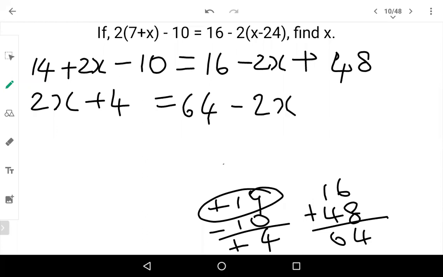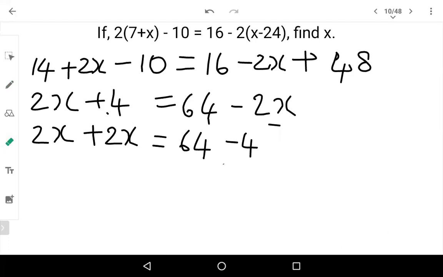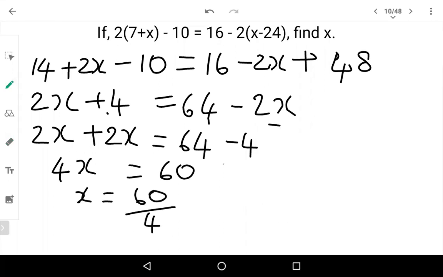Okay. Now let us take all the x to one side and the constants to the other side. So 2x minus 2x from this side, if it goes to the other side, it is gonna become plus 2x, and then 64 plus 4 here, if it comes to the other side, it's gonna become minus 4. Next step, 2x plus 2x is 4x is equal to 64 minus 4 is 60. So x is equal to 60 by 4.